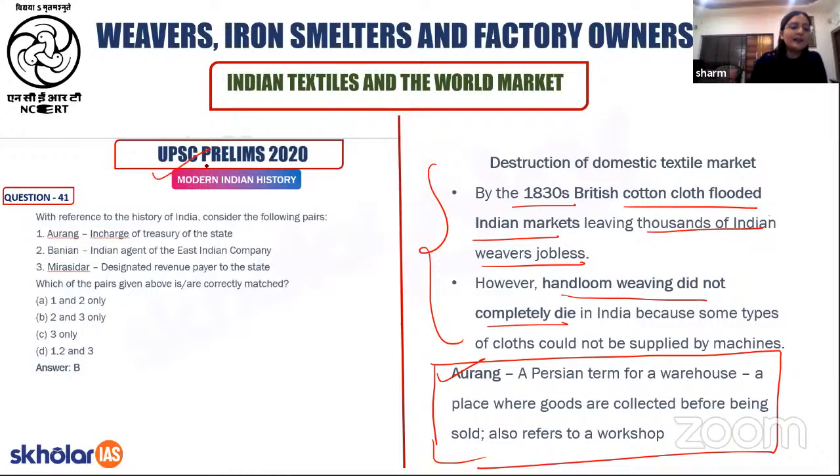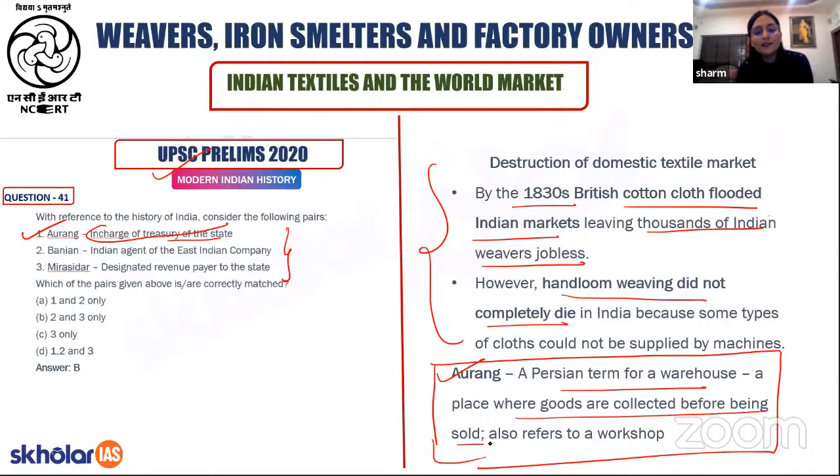Because in the prelims 2020, we got one question wherein we were given 3 pairs and we had to identify whether the description matches the term. Here the first term itself was orang, and the description given was that he, or orang, is the in charge of the treasury of state. However, students, this is an incorrect explanation, because the definition of orang is given in your class 7 or 8 NCERT. By orang we mean a Persian term for a warehouse, a place where goods are collected before being sold, or it is also referred to as a workshop.